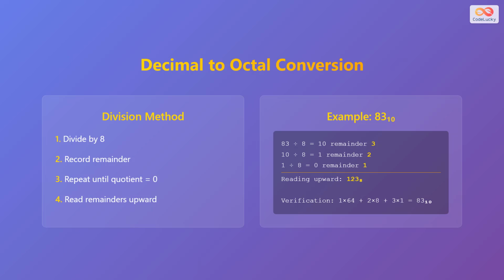For example, let's convert 83 base 10 to octal. 83 divided by 8 equals 10 with a remainder of 3. 10 divided by 8 equals 1 with a remainder of 2. 1 divided by 8 equals 0 with a remainder of 1. Reading the remainders upward, we get 123 base 8. We can verify this by calculating 1 times 64, plus 2 times 8, plus 3 times 1, which equals 83 in decimal.